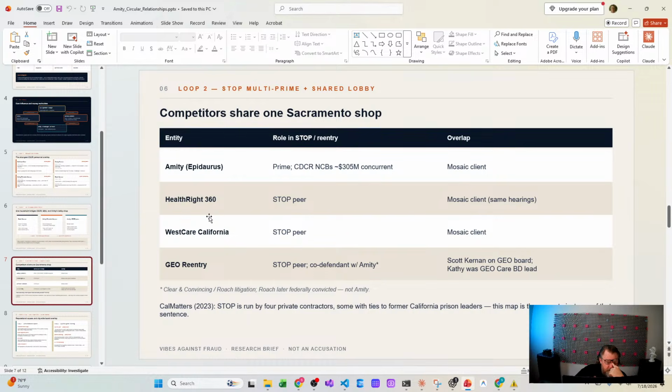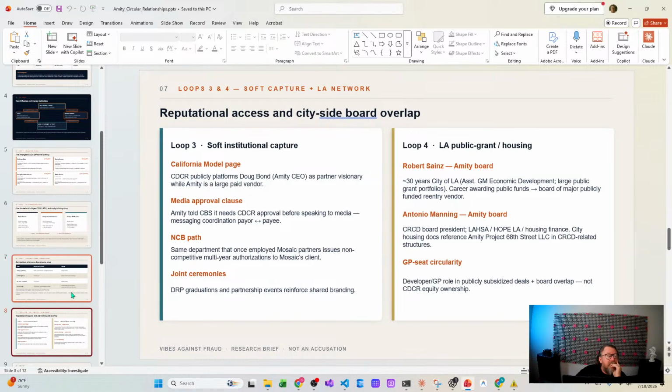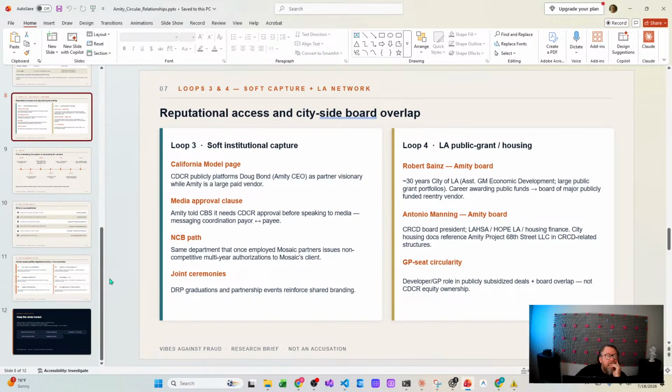Competitors share one Sacramento shop. I'm not really sure what that means. Reputational access and city site board overlap. Soft institutional capture and LA public grant housing. Yeah, this is a big one that's growing. This like outpatient housing and the homeless housing and the addict housing. That's a big money pot for these people.